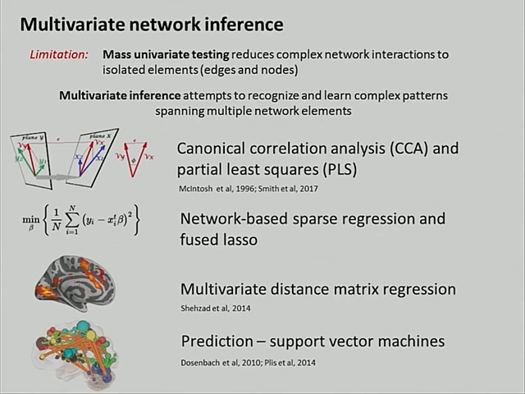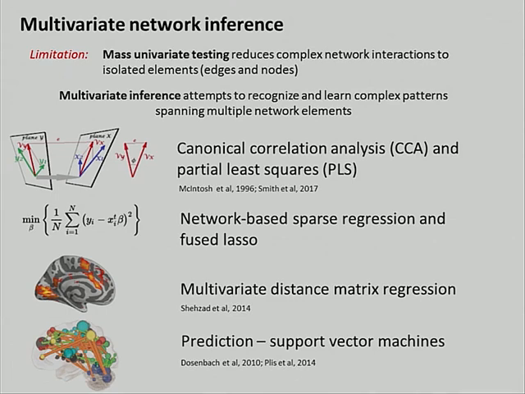Finally, I just wanted to mention that one of the limitations of this approach, and it's a general limitation of mass univariate testing, so when we're testing each edge in our connectome independently, is that we're really boiling down these complex network interactions into isolated elements, into edges and nodes. We're treating the edges and the nodes independently. Multivariate inference can overcome that limitation, and the idea of multivariate inference is really to learn or to recognize complex patterns that span multiple network elements. So rather than treating each edge and each node independently, we try to look for patterns across sets of nodes and across sets of edges in our connectome.